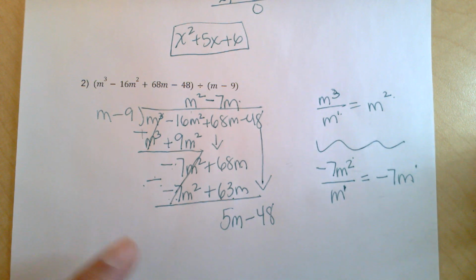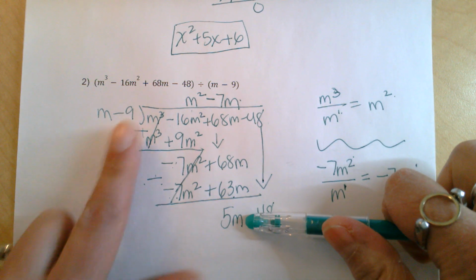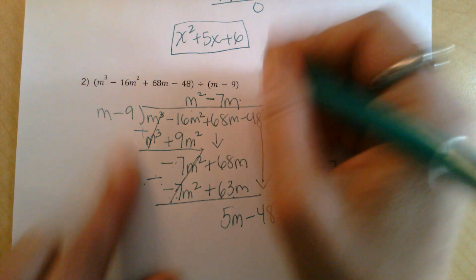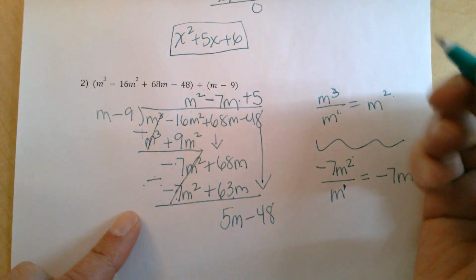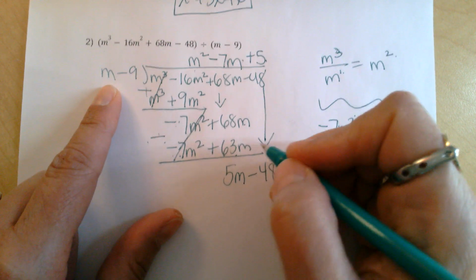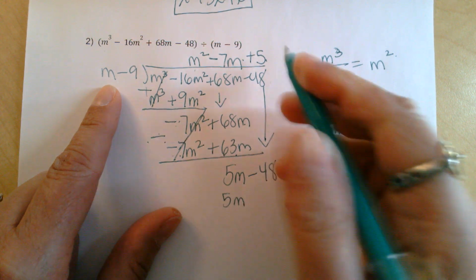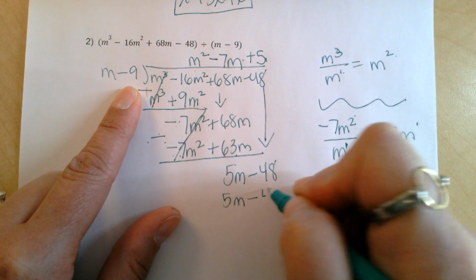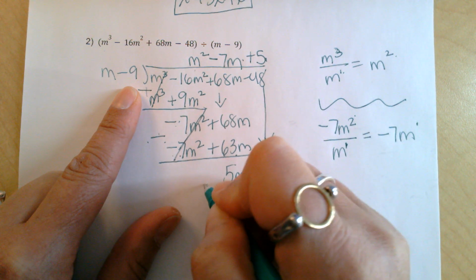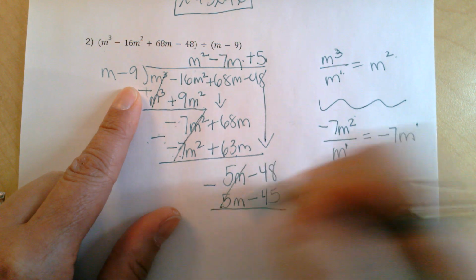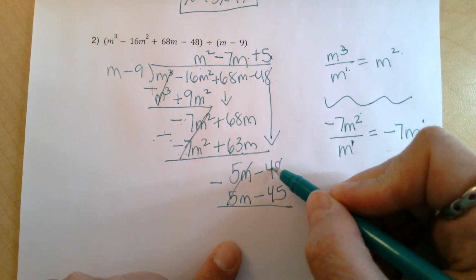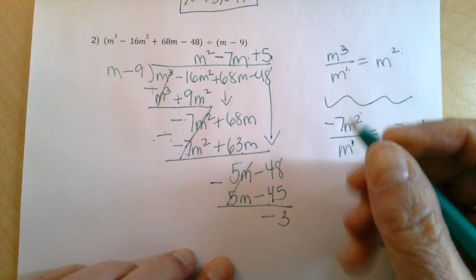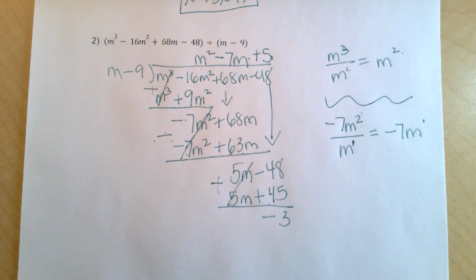Okay, what's next? All right. Now we're looking at the 5m and the m. All right, what times m can give us 5m? You're right, it's positive 5. Let's multiply. 5 times m is 5m. 5 times negative 9 is a negative 45. We are subtracting. That crosses out. We have negative 48 minus a negative 45. That's going to give us a negative 3, because these signs now change to positive.